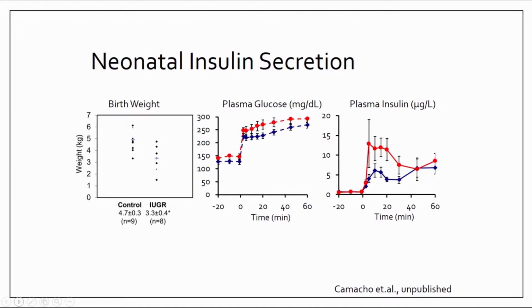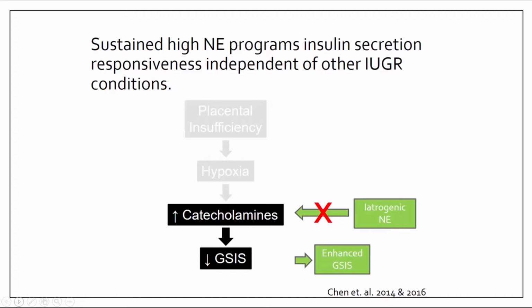And again, to try to avoid the placental insufficiency and all the complications that go along with that, we decided that we would just infuse norepinephrine, increase the catecholamines, and chronically suppress glucose-stimulated insulin secretion, after which we can stop the infusion and decide whether the insulin secretion is enhanced. So we would bring in previously normal fetuses. I mean, there's nothing wrong with them.